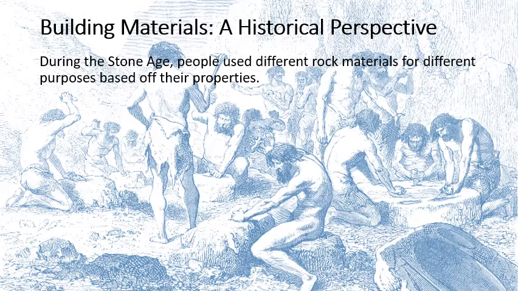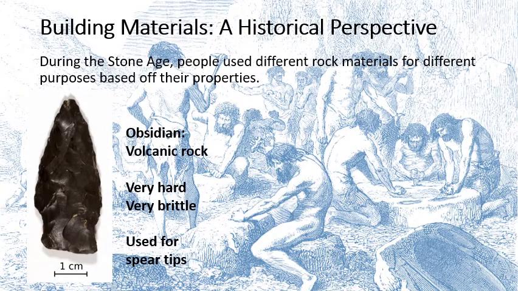So, how did they choose what material to use for what purpose? Well, even though they only had stones and maybe a couple of other materials, they realized there were different kinds of stones which had different properties. So look at this stone here. This is obsidian. It's a volcanic rock that comes out of volcanoes. It's very black and glassy.